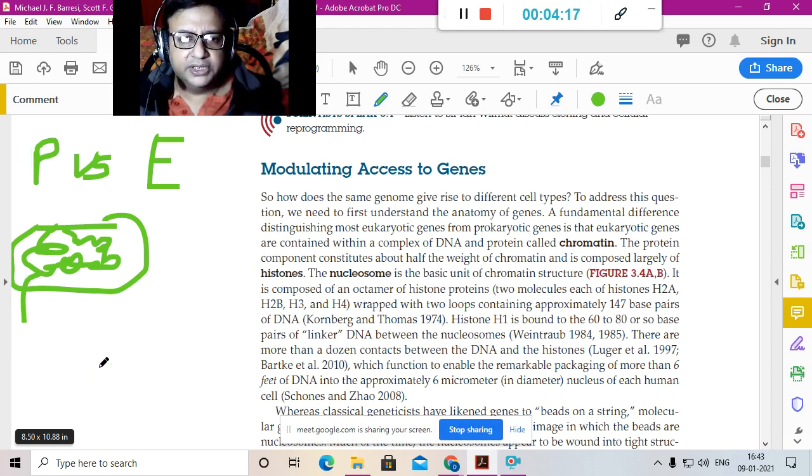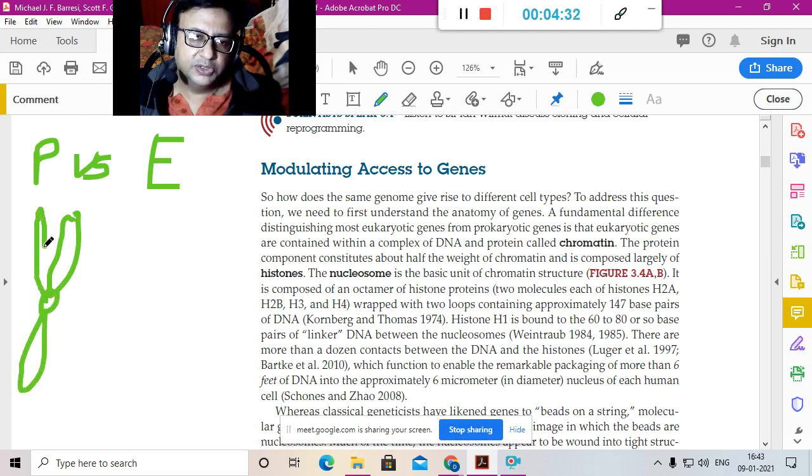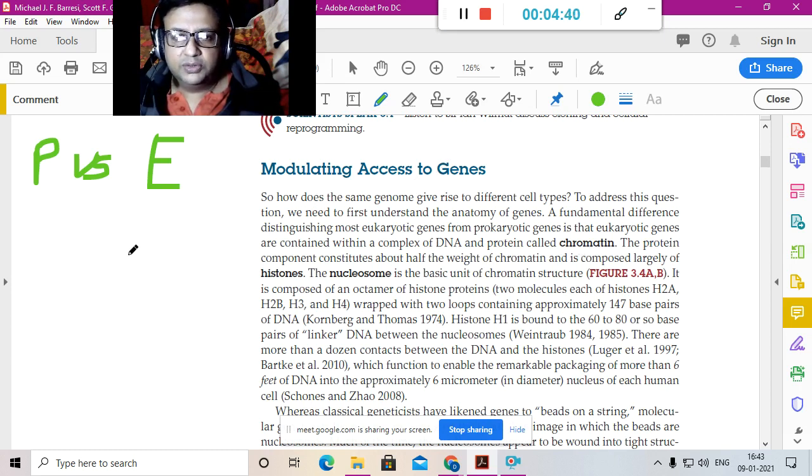In eukaryotes, the situation is different. In eukaryotes, you know that all the genes are arranged on chromosomes. They're on DNA and they are arranged in chromosomes. You have read a lot about chromosomes. So in chromosomes, how do transcription factors find access? In eukaryotes, eukaryotic genes are contained within a complex of DNA and protein called chromatin.